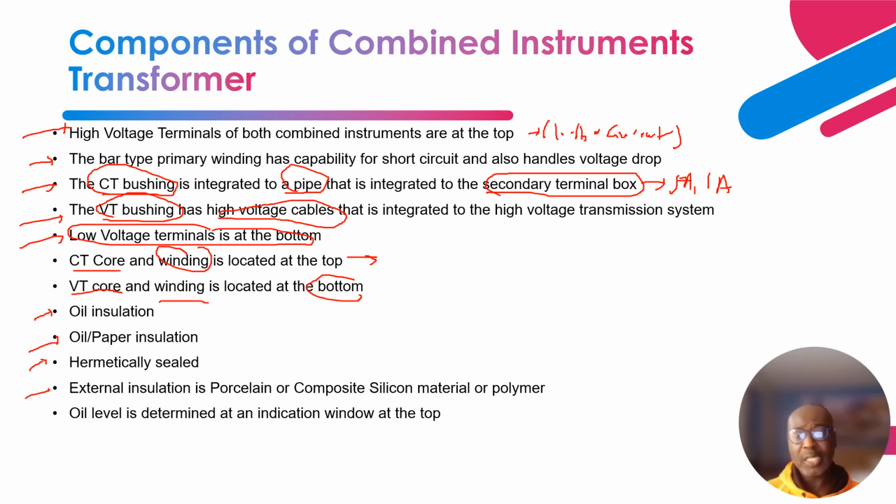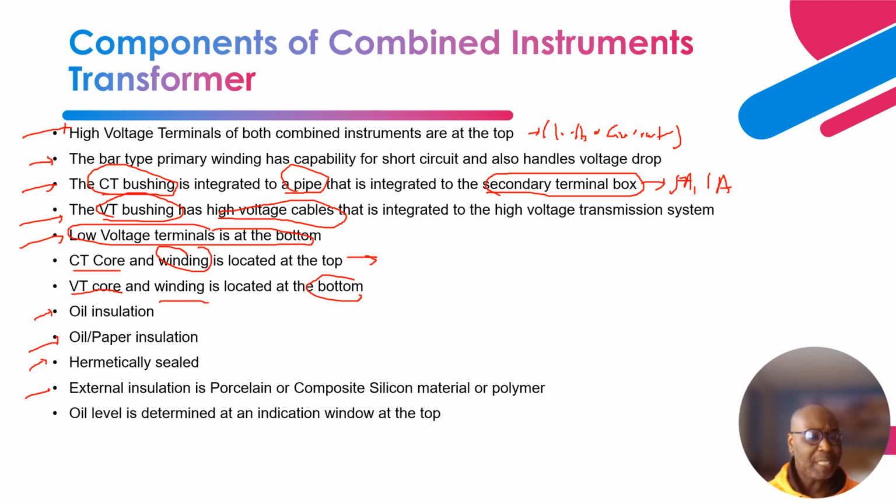Externally, you have an internal insulation system, then you also have an external insulation system. The external insulation system can either be porcelain or a composite silicone material or polymer. Depending on the philosophy, and because the silicone external insulation costs more than the porcelain, like I said, each has its own advantages and disadvantages.